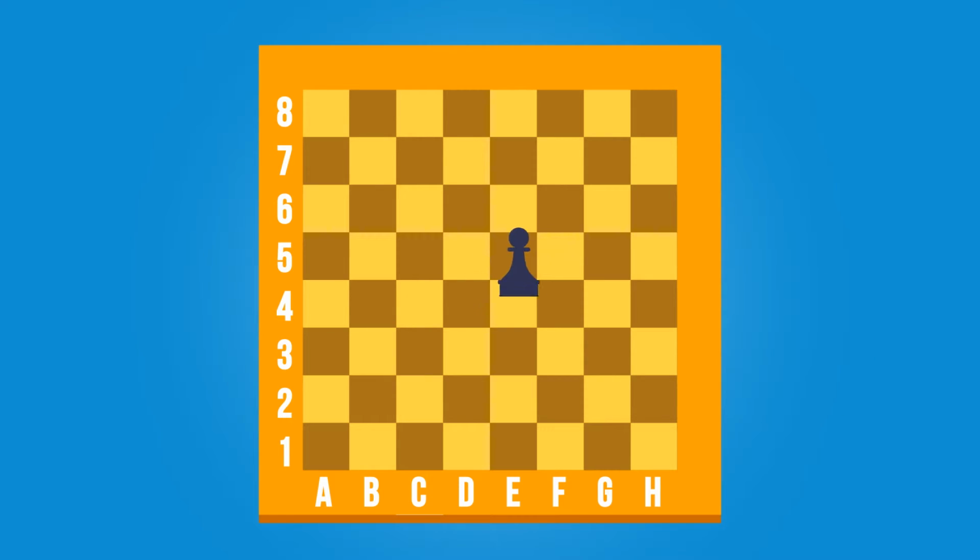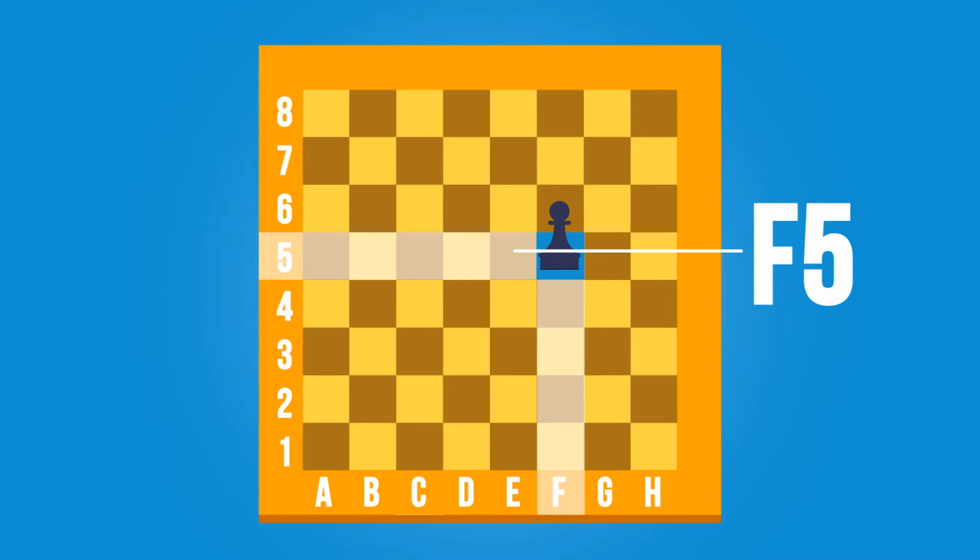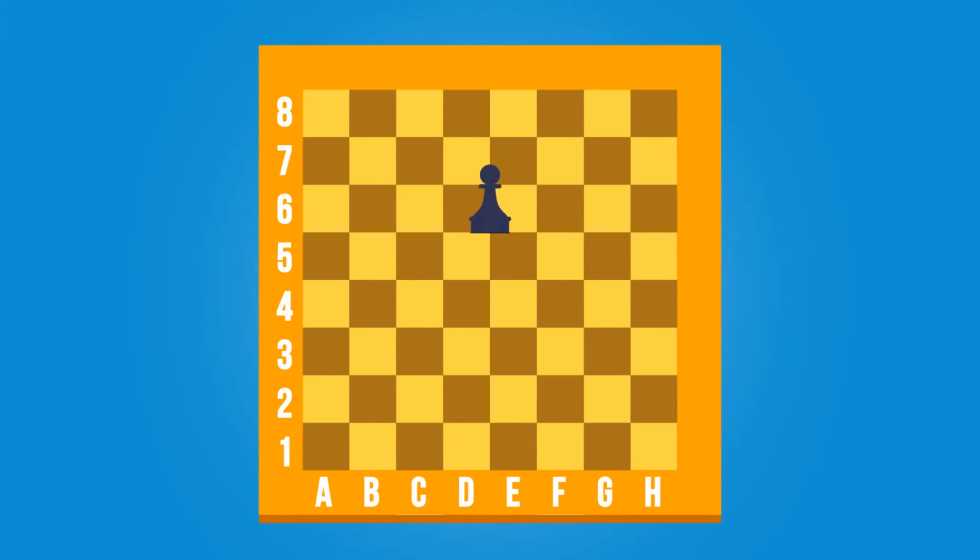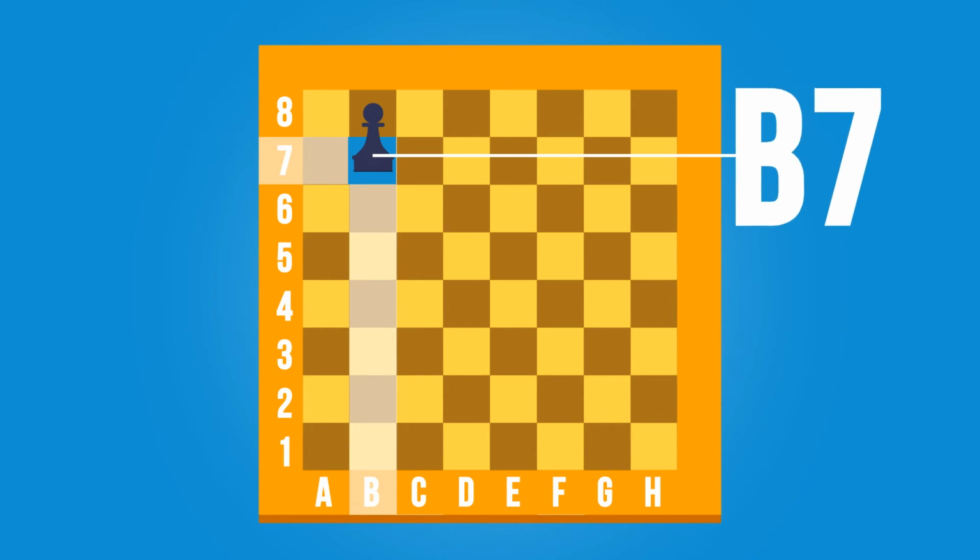Let's try another. This square is on file F and rank 5. So what do you think we call this square? That's right, F5. Now you try. I will highlight a square, and you pause the video and see if you can identify it. Did you get it? It was on file B, rank 7. So the correct answer is B7.